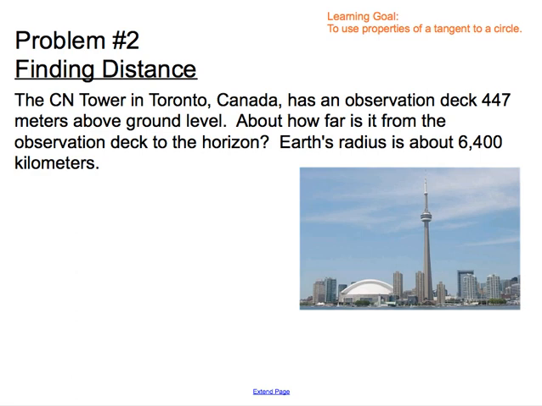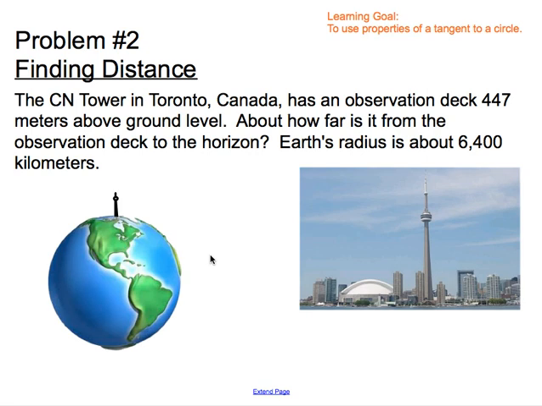Here we have a picture of the CN Tower in Toronto, Canada. It has an observation deck that is 447 meters above ground level. We want to know about how far it is from the observation deck to the horizon, given the fact that Earth's radius is about 6,400 kilometers. So the first thing that we want to do here is draw a picture.